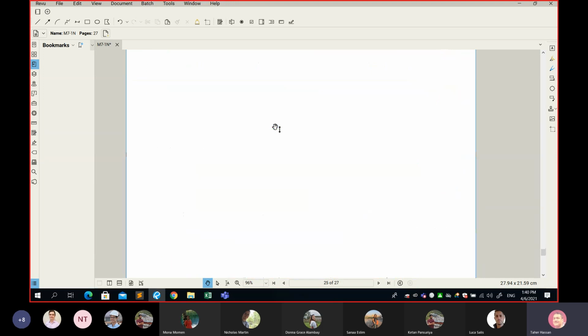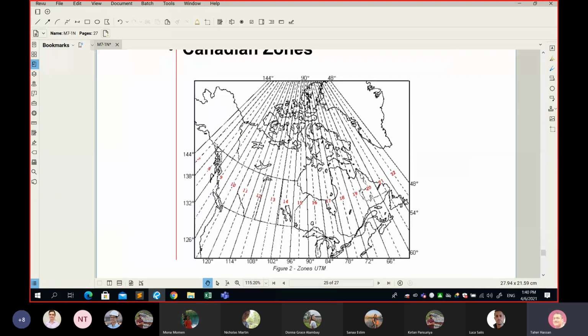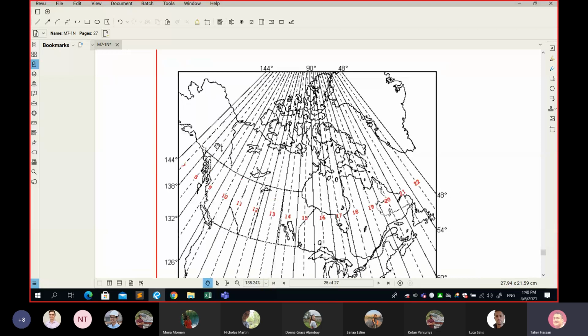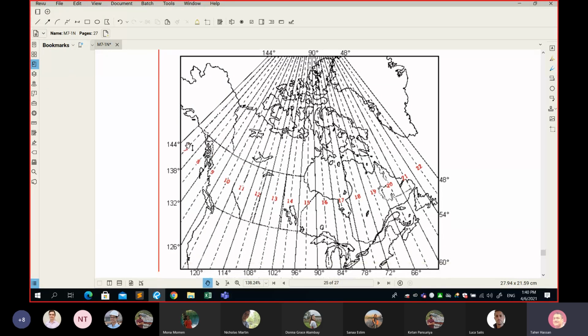Okay, now let's look at Canada. What kind of UTM zones cover Canada? So we start here from zone number 7, and zone number 8, 9, 10, 11. Remember, every zone is 6 degrees wide in longitude. Okay, all the way to zone number 22.